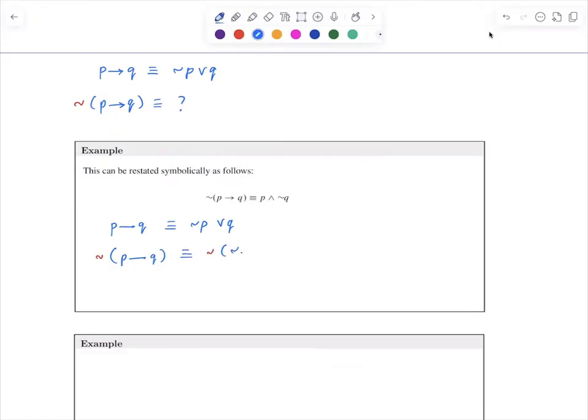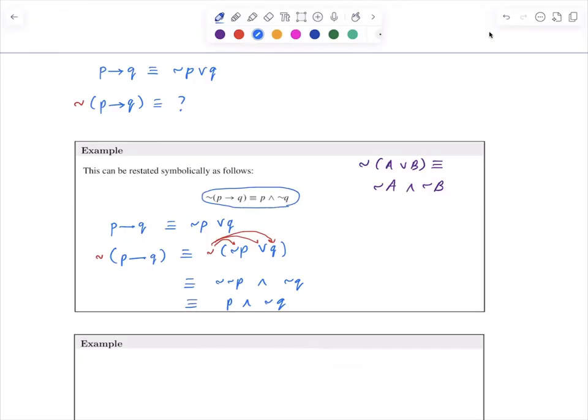Not (not P or Q). But De Morgan's law tells us that the negation of A or B is equivalent to negation of A and negation of B. This is by De Morgan's law. So take a look at this. Here we are basically distributing the negation over parentheses and everything will be affected. So this is equivalent to not not P and not Q. But double negation says not not P is P. So you end up with P and not Q.